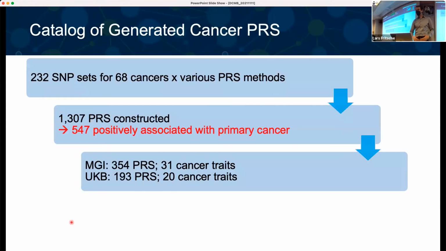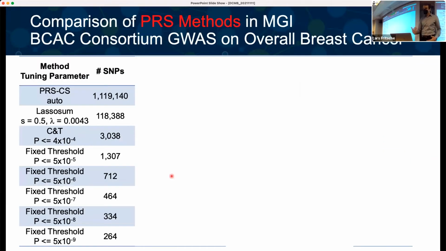Okay, so we generated a lot of data, and we ended up with over 500 PRS, over 20 cancers in MGI. And here I want to show you some examples of how you can now compare those polygenic risk scores you generated. One question is, what method works best? So you look at the same GWAS source and look at the performance across those different methods.